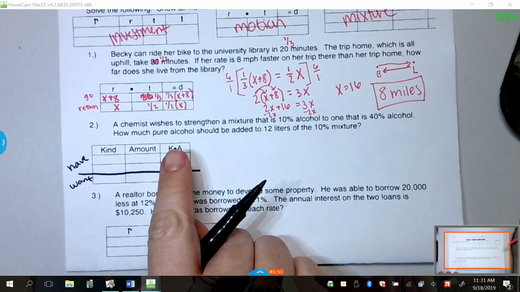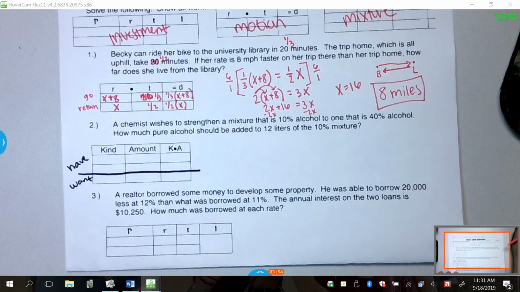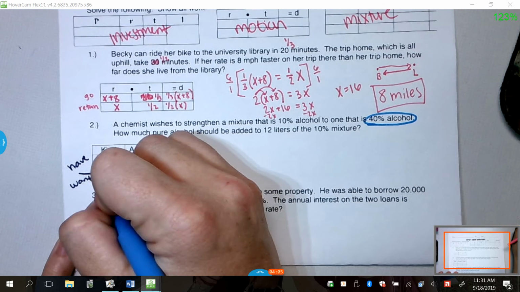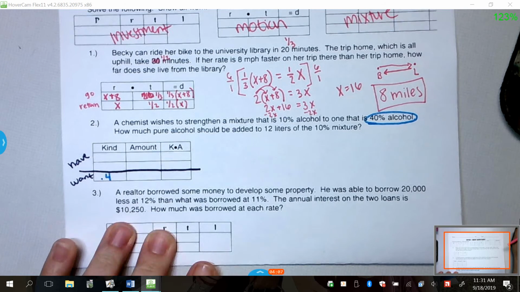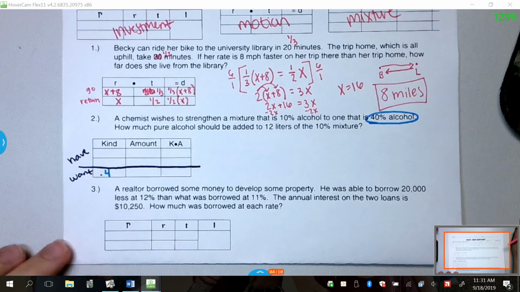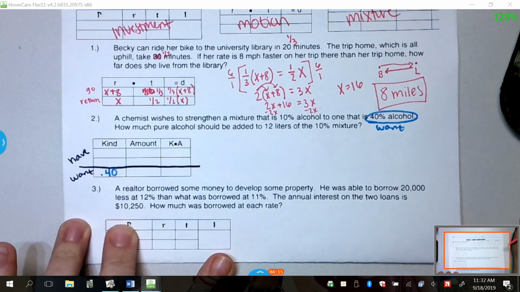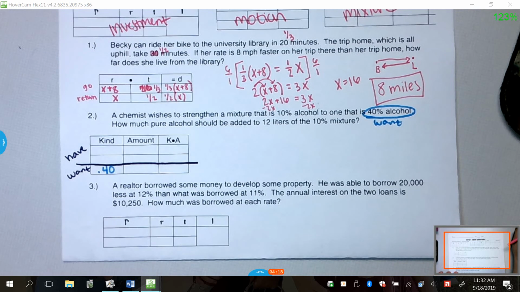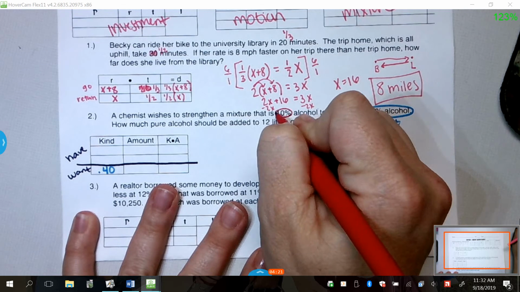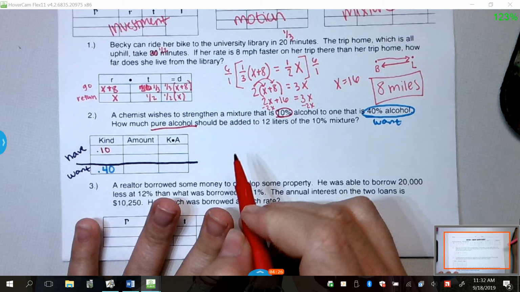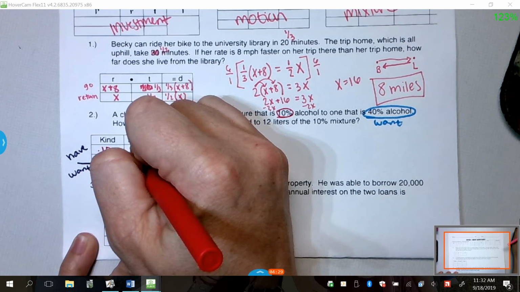So it tells us a chemist wishes to strengthen a mixture that is 10%. So we have a 10% mixture, but we want to strengthen it, okay, to one that is 40% alcohol. This is what we want. Okay, so our kind here is 40. Remember, I tell y'all to turn your decimals first so that way you don't forget. Okay, so this is our 40% mixture. We want this. Okay, we have a 10% mixture. Now it says how much pure alcohol, so we also have pure alcohol, should be added to 12 liters of the 10% mixture. So we know we have 12 liters.